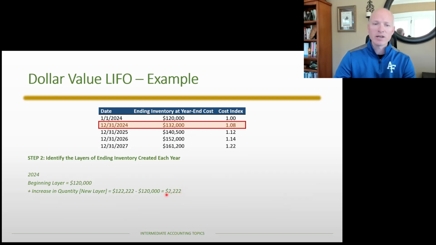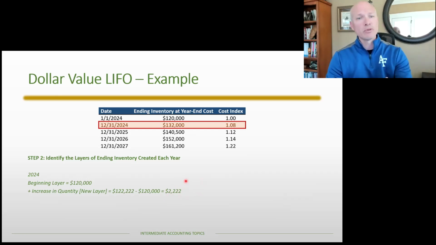$2,222. But we're going to be very, very clear. That is in base year costs. We're simply saying we know that we added a layer. This isn't the amount we're going to report quite yet, but we know we added a layer and we can quantify that using base year costs. That is the number that we actually need, the increase in that layer. That's the information that we need.